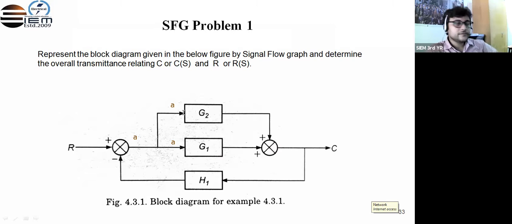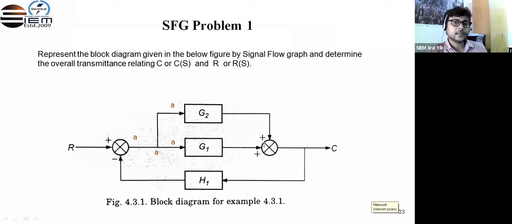Okay, so node value means whatever the value which is coming out from that particular node. If A is a node value, that means A is the value coming out from this particular summing point, and this A is also acting as the input to G2. That means this takeoff point value is also the same. When these two values are the same, this summing point and takeoff point you can consider as a single node.